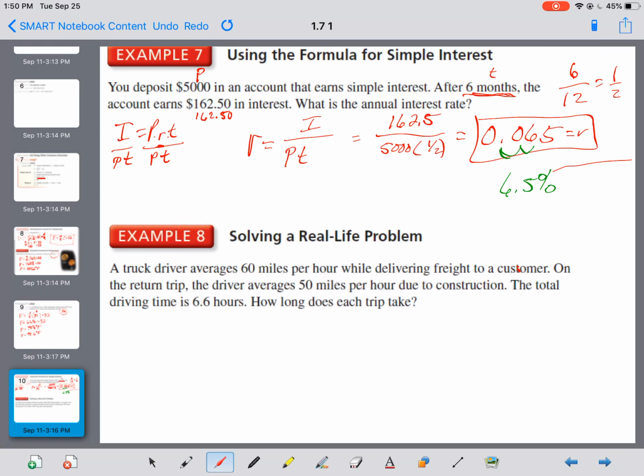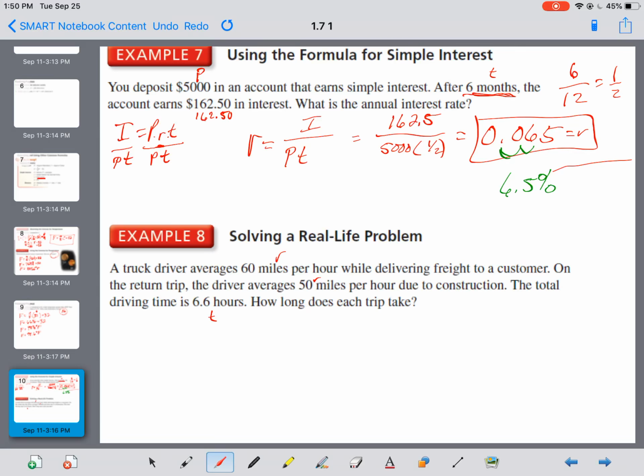One more example. A truck driver averages 60 miles per hour while driving a freight to a customer. On the return trip, this is our rate. The driver averages 50 miles per hour due to construction. This is our rate. The total driving time is 6 hours. That's a T. How long does each trip take? These are the ones that I don't really like the way that they try to set them up. But he's driving the same distance.